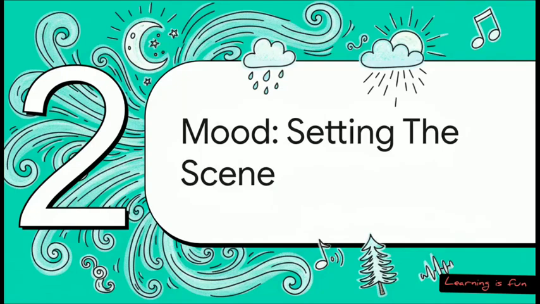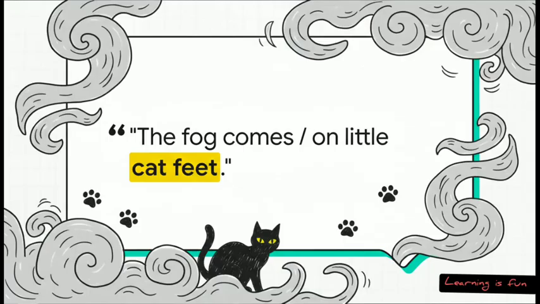So let's dive a little deeper into mood. A good way to think of it is like the emotional weather of a story. The author uses the setting, the sights, the sounds, the smells, to make you feel a certain way before anyone even says a single word. Okay, take this super famous line from Carl Sandburg's poem, Fog. It's incredibly short, but listen closely to the feeling this imagery creates.